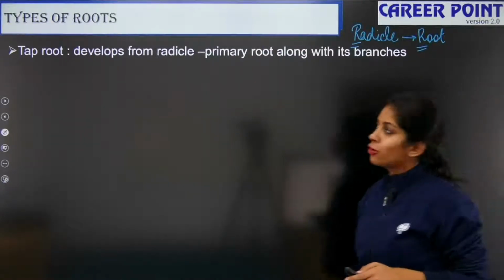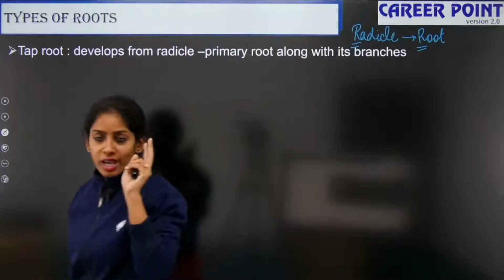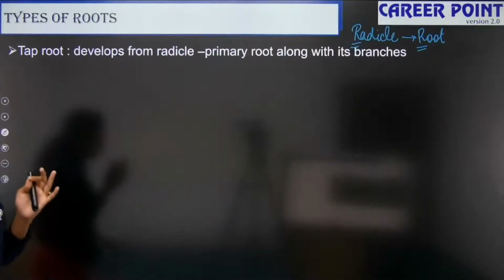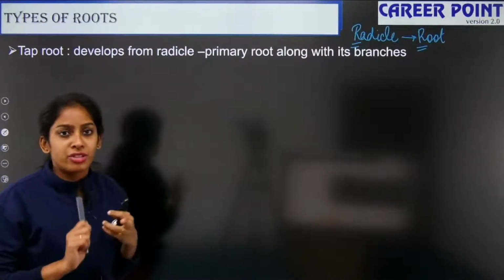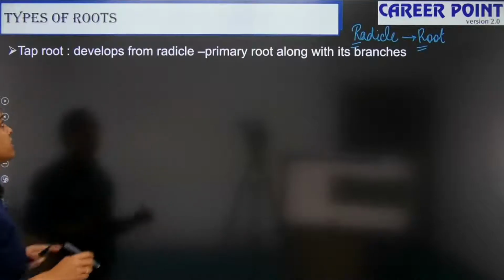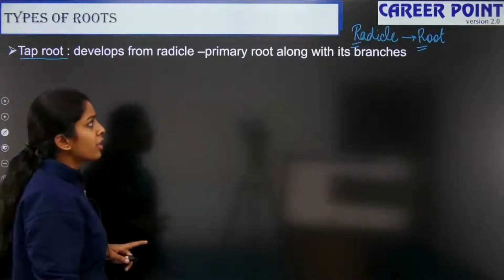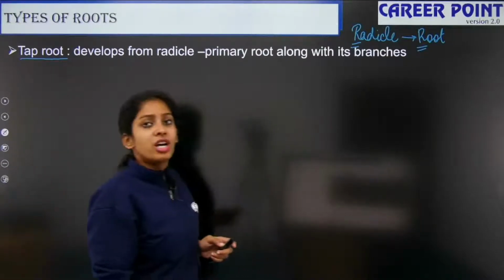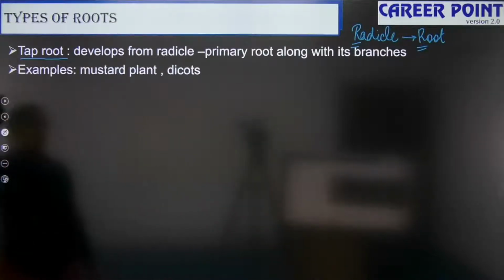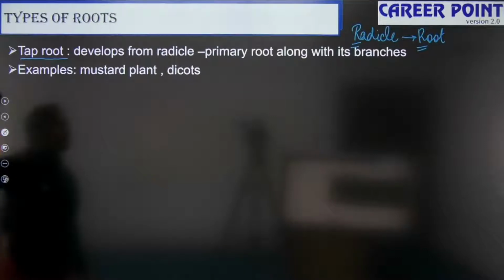The taproot develops from the radicle. We have three types of roots: taproot, fibrous root and adventitious root. The first type is the taproot. The taproot develops from your radicle. It is the primary root along with its branches. Examples of taproot are seen in the mustard plant and in a lot of dicots.